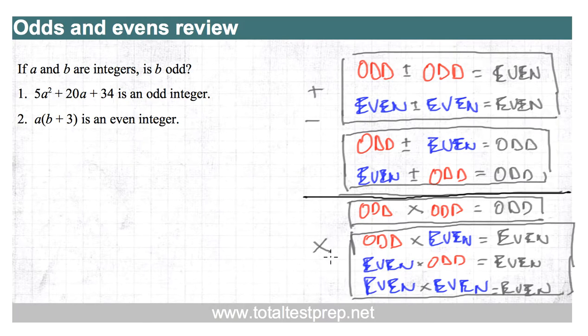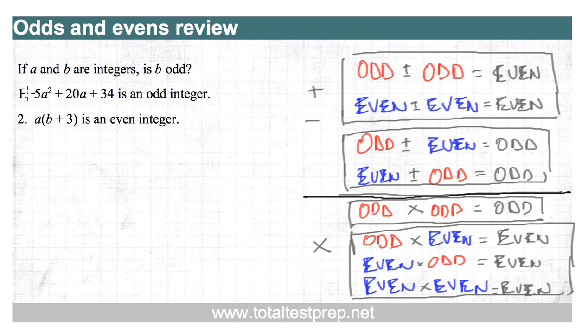And for multiplication, there's also two things worth remembering. One is that the only way to get an odd result is if you multiply two odds or more odds. In other words, all of your factors have to be odd, and then the product will be odd. Whereas if at least one of your factors is even, then the product is going to be even. So with these rules in mind, let's take a look at this question.